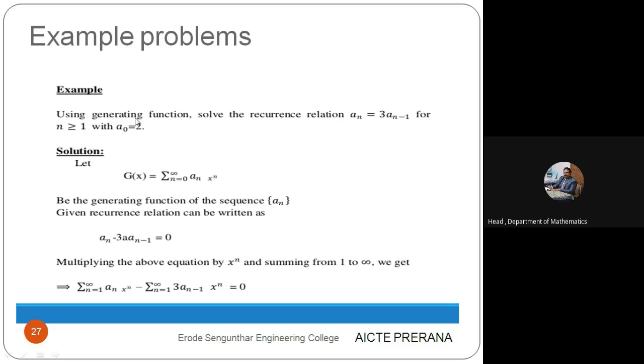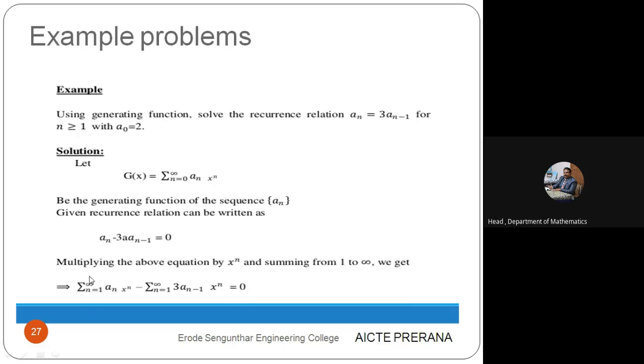Okay. We rewrite the given recurrence relation with RHS equal to 0, that is an minus 3an minus 1 equal to 0. Then the second step is to multiply each and every term by x power n and take summation from 1 to infinity. Since in the problem itself it is given that n is greater than or equal to 1, n varies from 1 to infinity, therefore we take summation from n equal to 1 to infinity. It is summation n equal to 1 to infinity an x power n minus summation n equal to 1 to infinity 3an minus 1 x power n equal to 0.